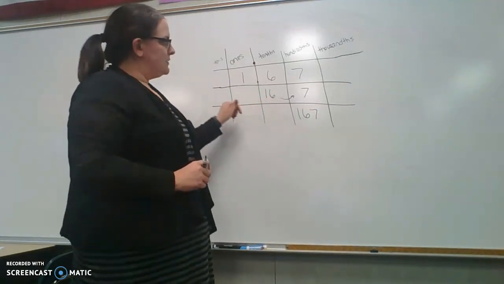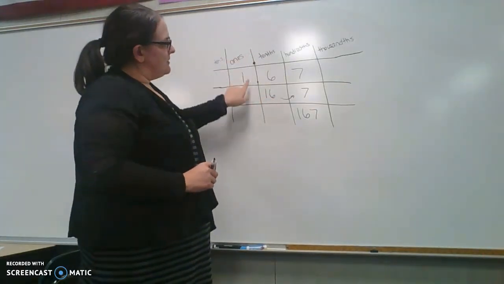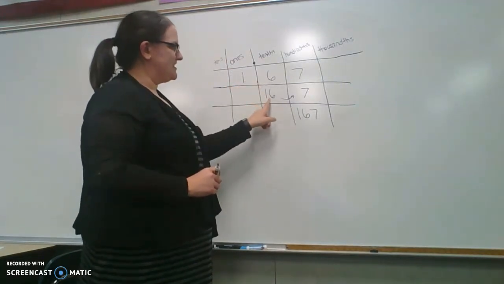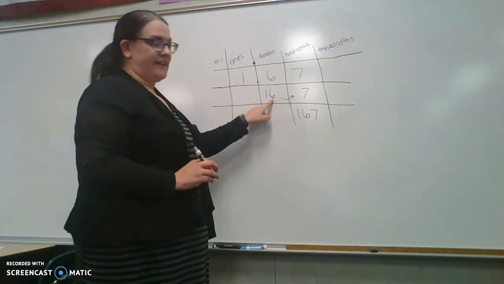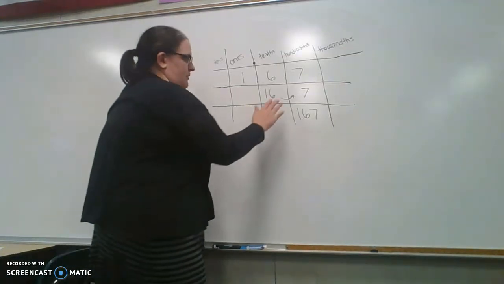So when it asks you to round this number to the nearest tenth, you're going to look at the 16 tenths to figure out which number to round it to. And we're going to go over that in the next video. Let me do one more example.